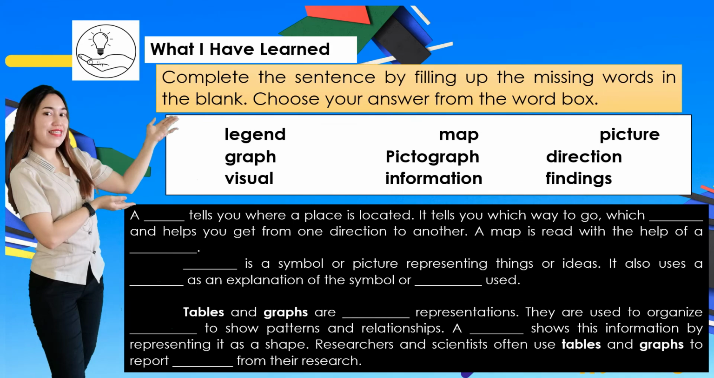Tables and graphs are blank representations. They are used to organize blank to show patterns and relationships. A blank shows this information by representing it as a shape. Researchers and scientists often use tables and graphs to report blank from their research. I know you can do this. Have fun, kids!